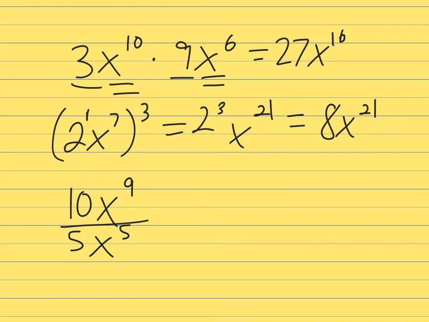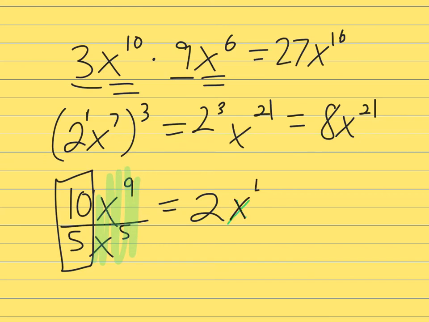What about the next one? 10 divided by 5 is what we have to do there because it's a division problem. Treat it like a fraction. 10 divided by 5 is 2. And then we have x to the 9th divided by x to the 5th. Keep the base, subtract the powers. So x to the 4th. 2x to the 4th would be your answer for that one.